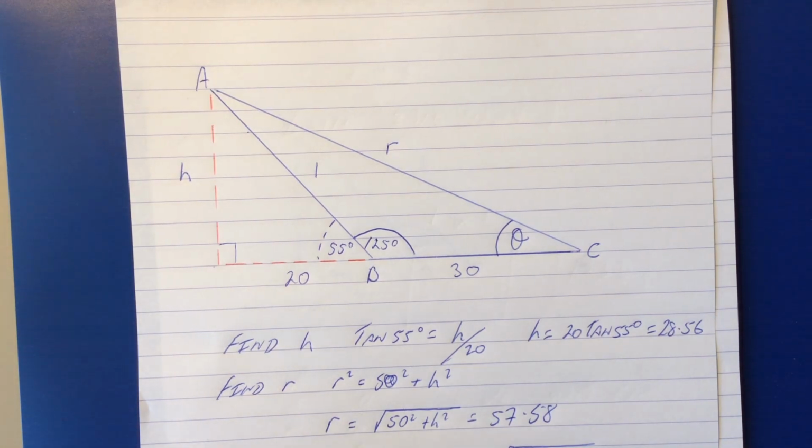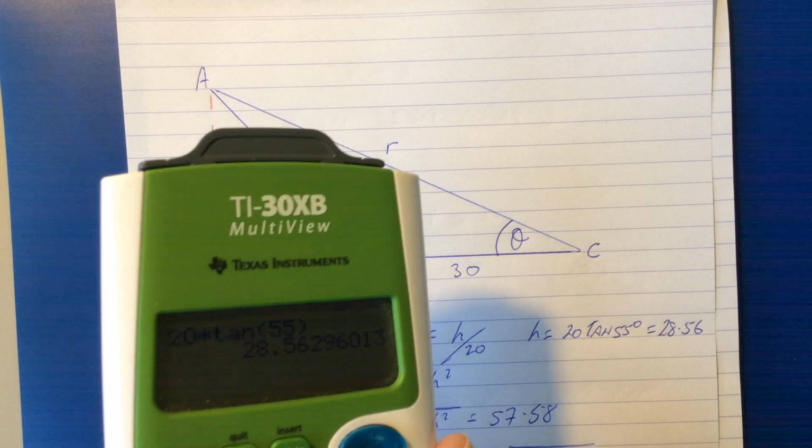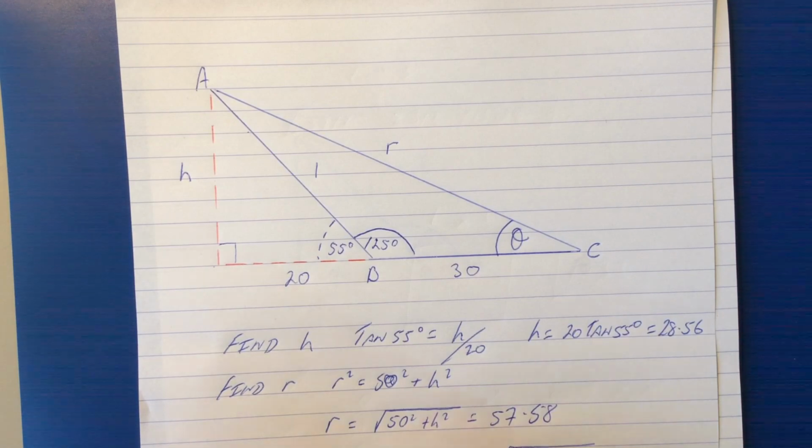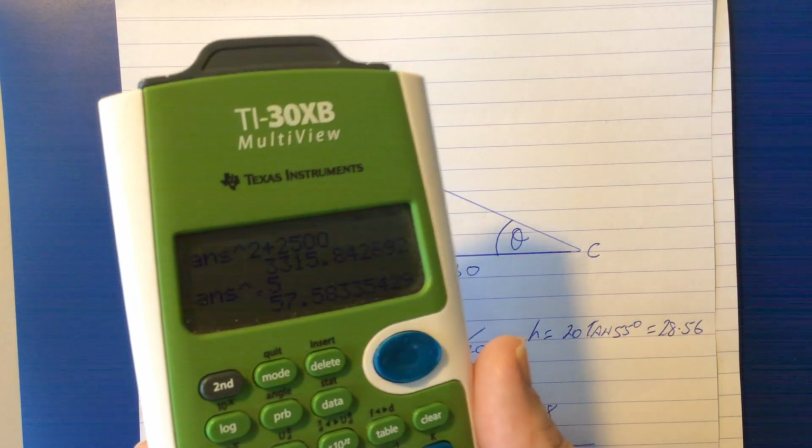So I'll just do this now again on the calculator. I'm going to use the answer that I got here without rounding. I don't think it'll make much difference to what I've got written on the page. So what do I need to do? I need to square that and add 50 squared to it, which is 2,500, and find the square root of that, which is 57.58.